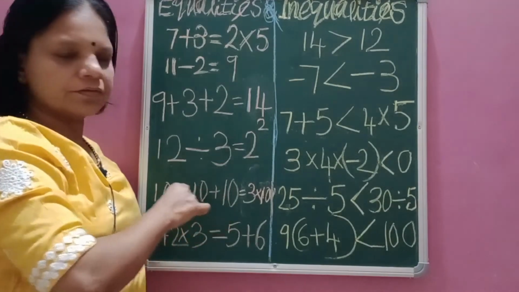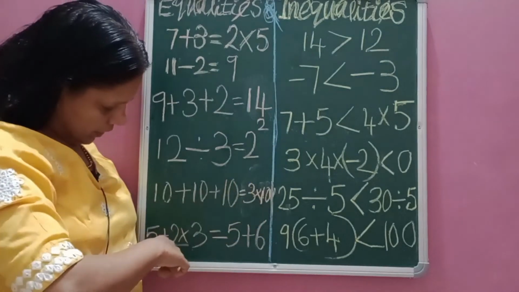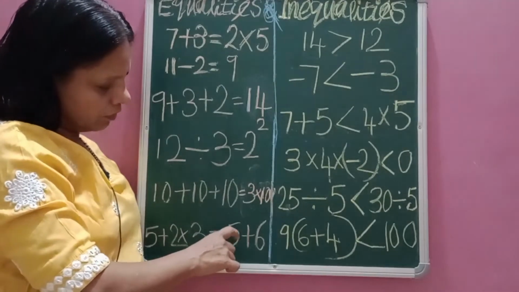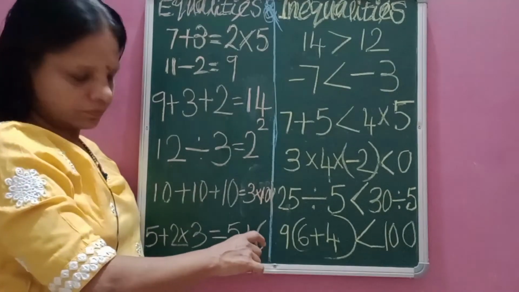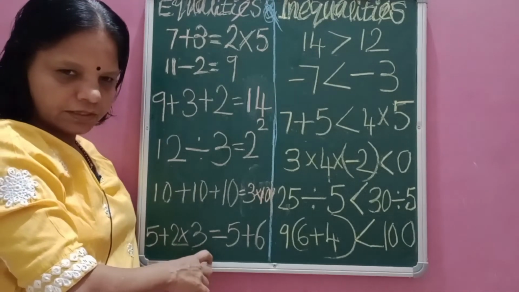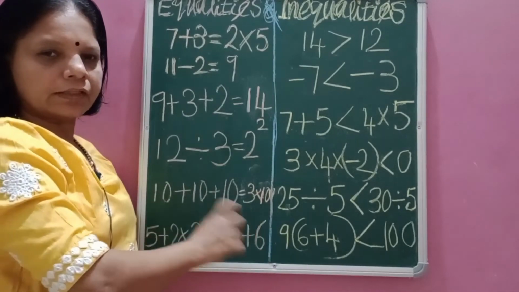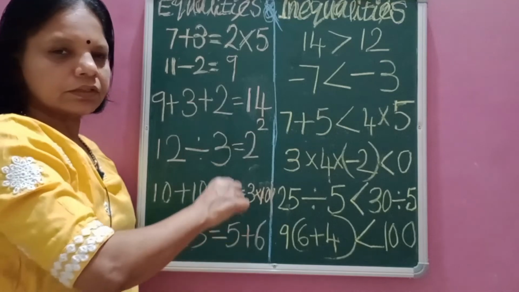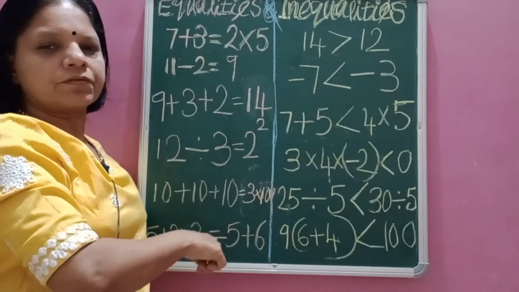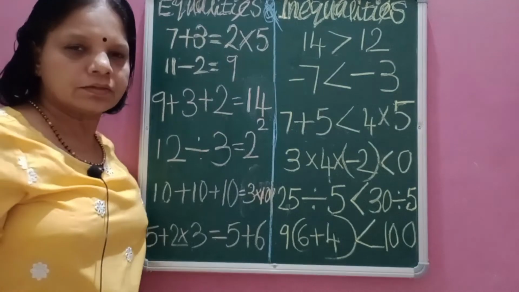10 plus 10 plus 10 is 30. 3 into 10 is 30. Both are equal. Next one, 5 plus 2 into 3 equal to 5 plus 6. What is 5 plus 2 into 3? First you have to do multiplication. 2 3s are 6. 6 plus 5, 11. What is 5 plus 6? 11. So both the expressions are equal. Such equal expressions represented by an equal to sign in between them are called equalities.